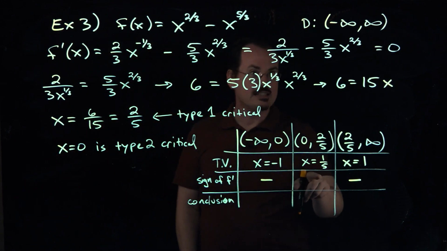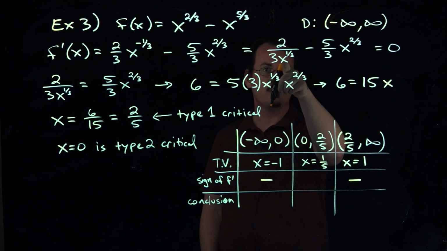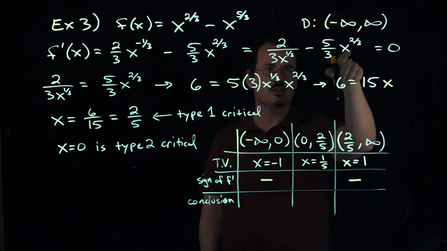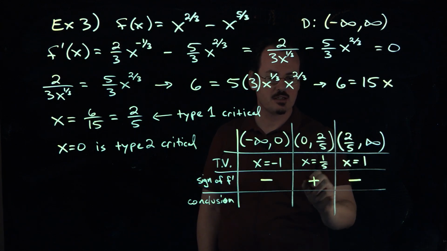And then lastly, if we plug in 1/5, I think what we're going to find, and you can verify this, is that it's going to be some decimal here, some decimal there, but just go ahead and verify this on your calculator. What you're going to find is that it actually is positive there.